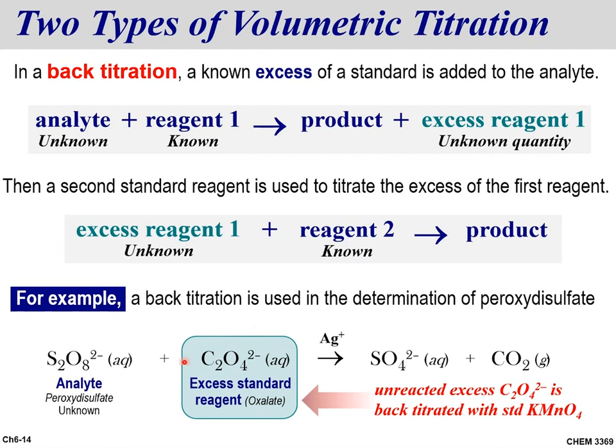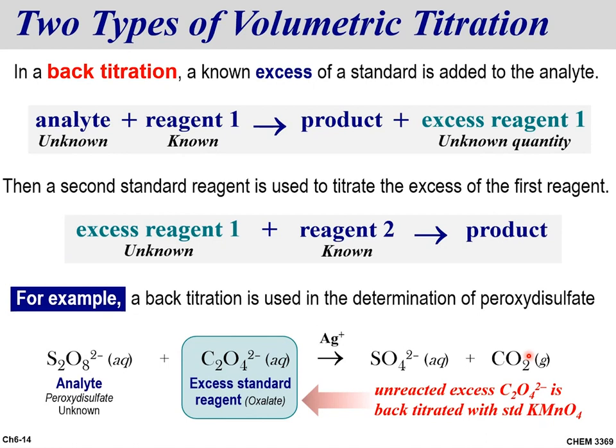Okay, the amount of this compound in a sample can be determined by adding an excess of standard oxalate. Okay, this will lead to the formation of sulfate ions and carbon dioxide. Okay, since we added an excess of oxalate, there will be an unreacted oxalate, C2O4 2-, remaining in the solution. And that excess has to be back titrated with a second standard reagent. For example, permanganate. Okay?